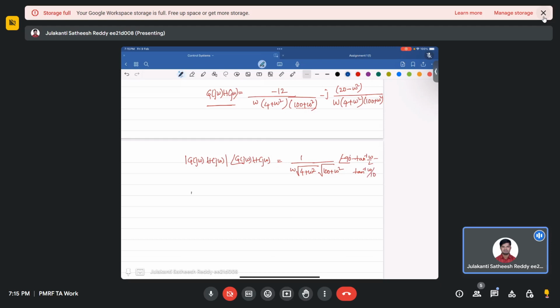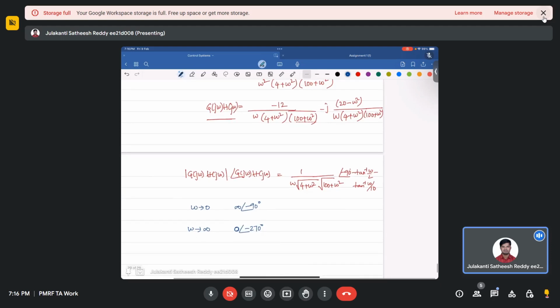Now it's quite easy. As omega tends to 0, what is this component? It will be 4 into 10 into 0, so 1 by 0 means infinite magnitude at an angle of minus 90. As omega tends to infinity, 4 will be negligible and 100 will be negligible, so it is omega square, and it will be 1 by omega cube. 1 by omega cube means it will become 0, and tan inverse infinite is 90, so minus 90 minus 90 minus 90 gives overall 270. So the plot at 0 frequency has infinite magnitude at an angle of minus 90. At infinite frequency, the magnitude will be 0 at an angle of minus 270.